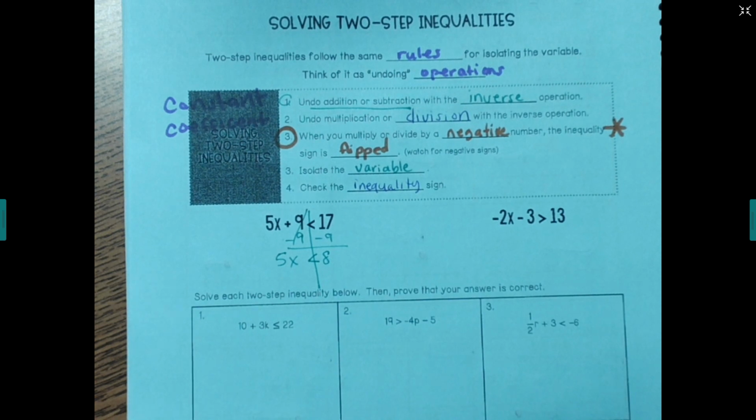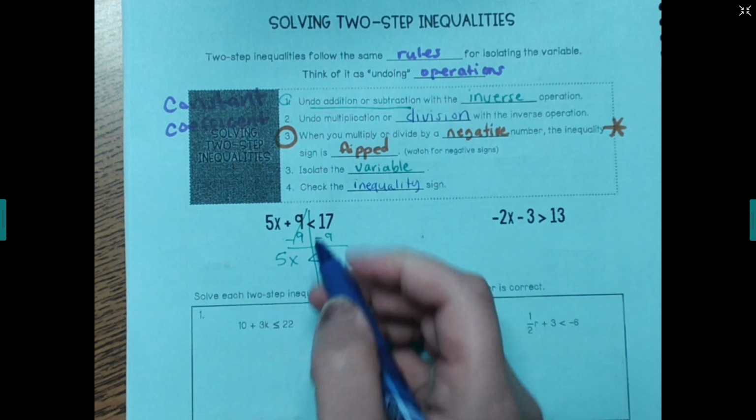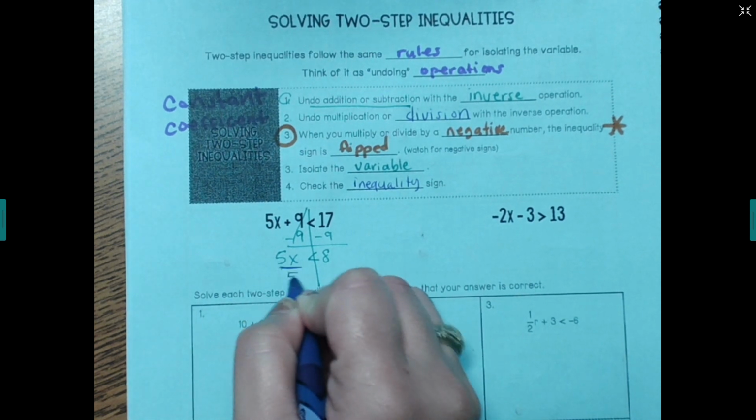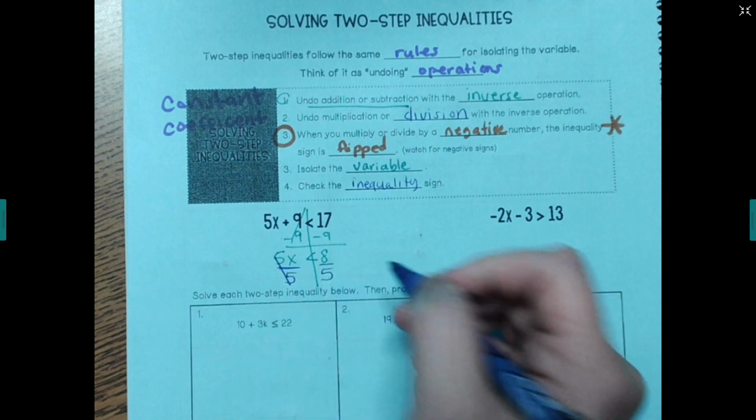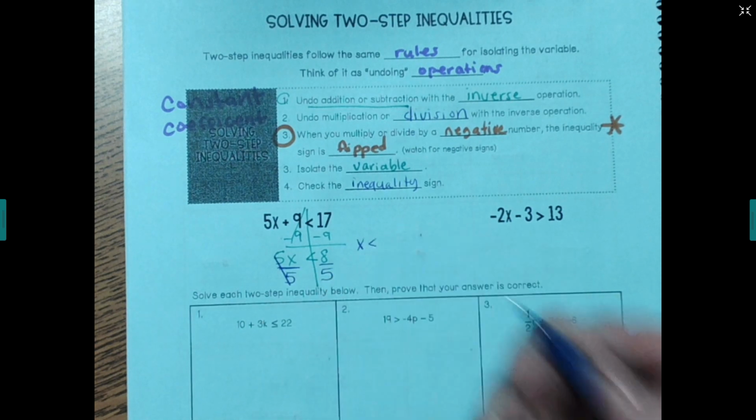All right. Now I have 5x is less than 8. Okay, I'm not done because something else is still with my x, that 5. So right now 5 is being multiplied. Opposite is divide. Mark them off. X is less than.